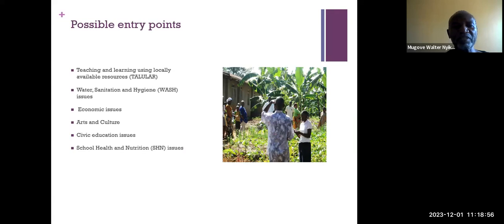And in working with the schools, there are various entry points that we can use to start using ILUD in the schools. One of them is cellular teaching and learning using locally available resources. That's one of the things that benefits from working with ILUD in schools. Also, the issue of water, sanitation, and hygiene is also a possible entry point. Ecological issues, like a lot of the children in the schools in the region go to school without breakfast, so issues of hunger and malnutrition. So there are various issues that can be used as entry points into working with ILUD in schools.